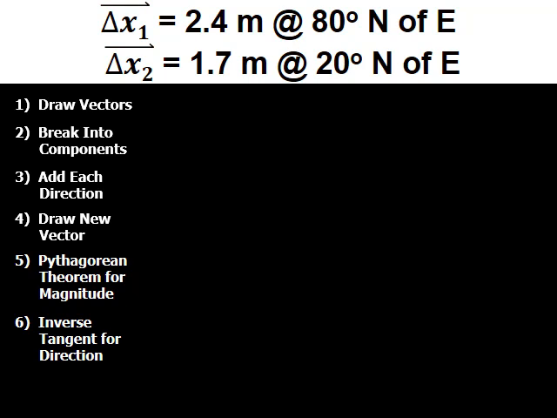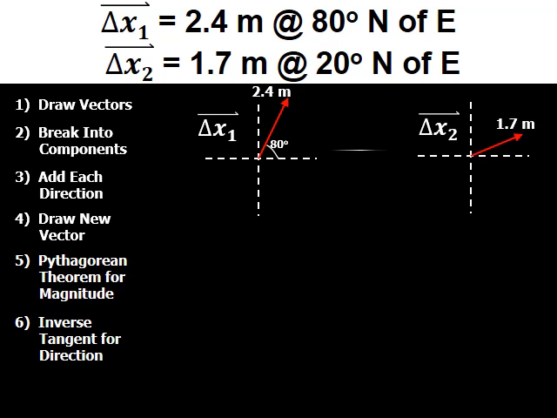The next one, we have two displacements. The first one is 2.4 meters at 80 degrees north of east. The second one is 1.7 meters at 20 degrees north of east. So we're going to draw our two vectors. Then we're going to break those into components. We're going to have an x component and a y component for the first one, and an x component and a y component for the second one. We're going to enclose these 80 degrees and 20 degrees, making our right triangle so it encloses those angles.